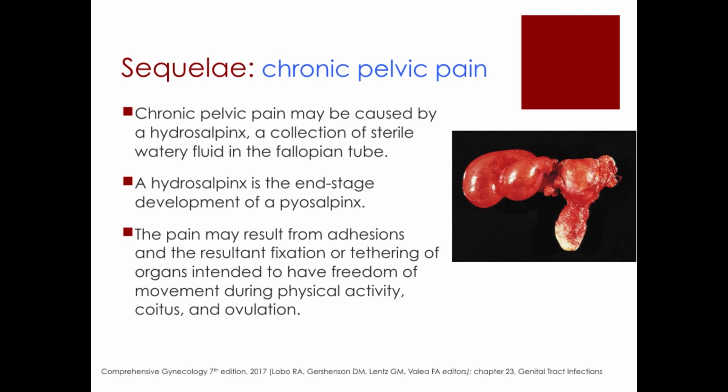Chronic pelvic pain may be caused by a hydrosalpinx, which is a collection of sterile watery fluid in the fallopian tube, such as you see here in this picture. A hydrosalpinx is an end-stage development of a pyosalpinx. Pain may result from adhesions and the resultant fixation or tethering of organs intended to have freedom of movement during physical activity, coitus, and ovulation.